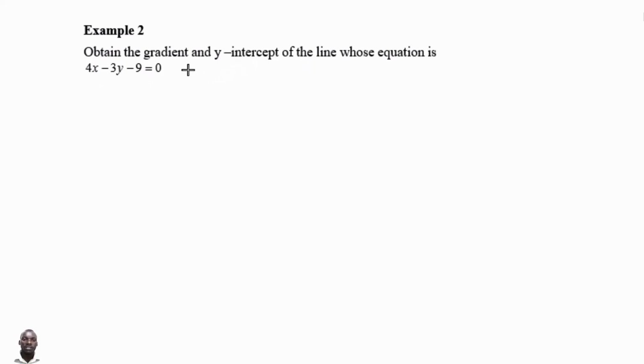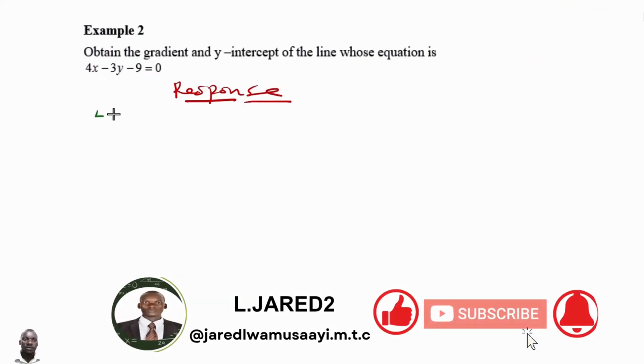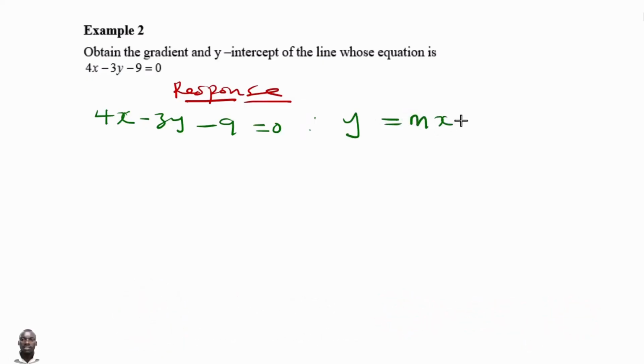And then the gradient. So simply, in our response, we are going to rewrite this equation, which is 4x minus 3y minus 9 equals 0. We are going to modify it such that it is in this form, which is y equals mx plus c, whereby m is the gradient, which we shall be in a position to identify, and c is the y-intercept. So we simply going to modify it.